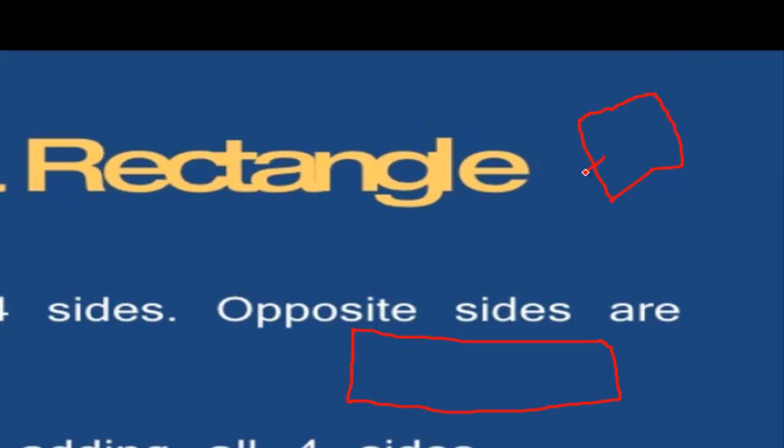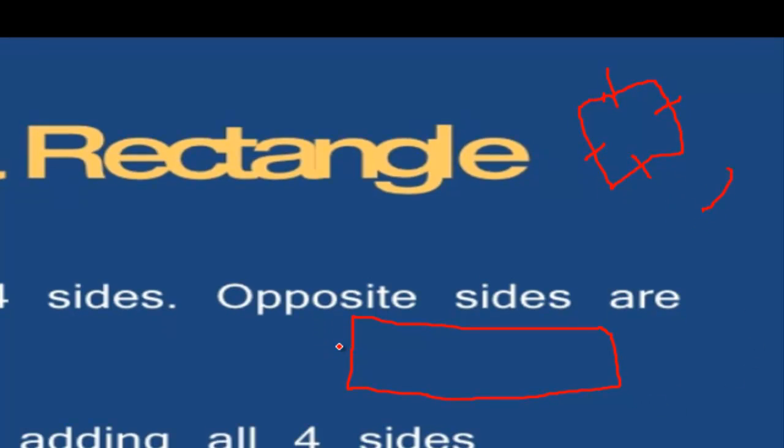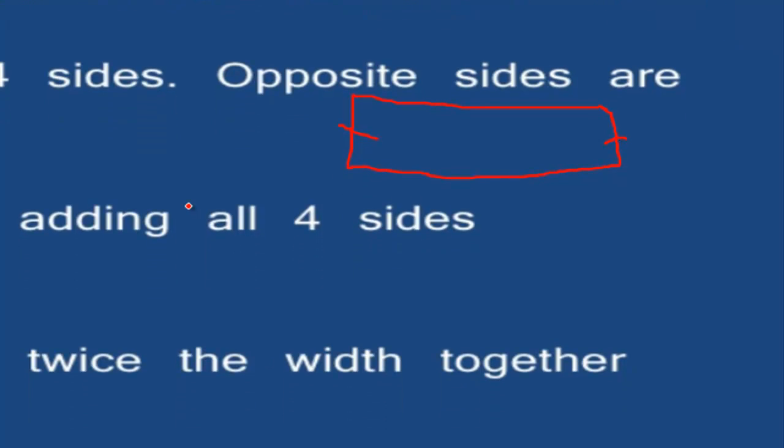In the square, all sides are equal, right? But the rectangle is different from the square. In the rectangle, each two opposite sides are equal in length. So we have this side equal to this side, but this side is not equal to this one. This side is equal to its opposite side, which is this one. So each two opposite sides are equal in length.